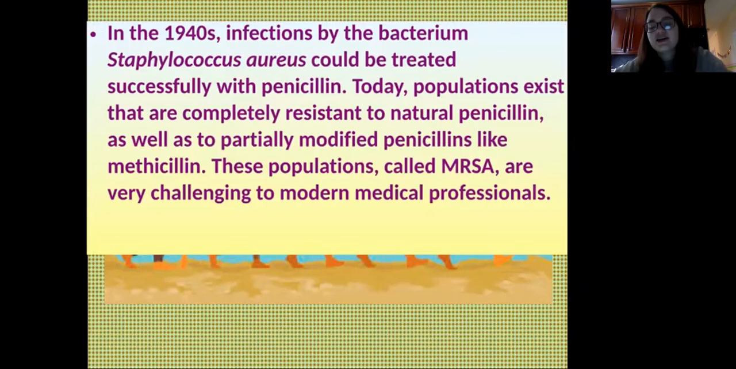All right, next up, in the 1940s, infections by the bacteria Staphylococcus aureus could be treated successfully with penicillin. Today, populations exist that are completely resistant to natural penicillin, as well as to partially modified penicillins like methicillin. These populations, called MRSA, are very challenging to modern medical professionals. So this is an example of how bacteria are evolving too. They're evolving to be resistant to our antibiotics, which is actually a really real problem that we're currently undergoing. So stay tuned to see what happens there.